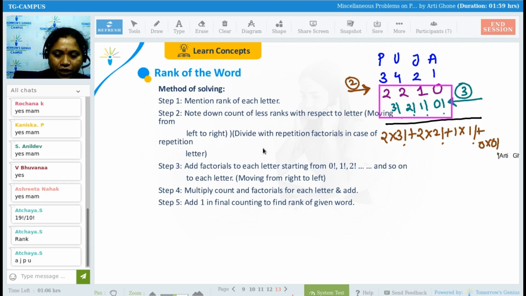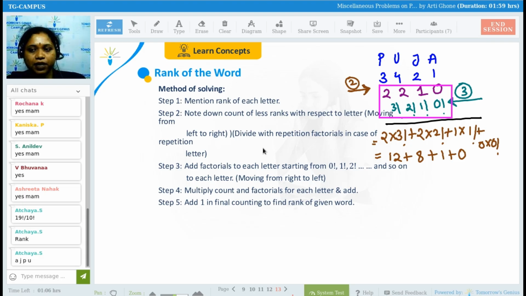Clear? What is this calculation? Can you please tell me? 3 factorial is 6. 6 2s are 12, plus 2 factorial is 2, so 2 2s are 4... 4 2s are 8, plus 1 factorial is 1. So 1 plus 0. Clear? 12 plus 8 plus 1 plus 0. Okay. Now, this is step 4. See, multiply count and factorials to each other and add.